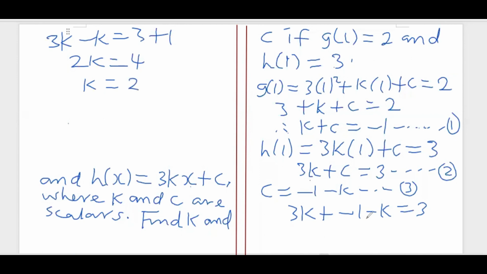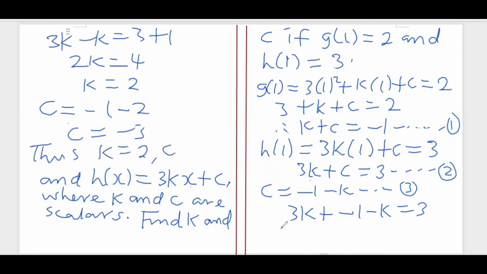Since we have one of the unknowns, and we know that k plus c here gives -1, or use equation 3, substitute 2 for k in equation 3. So in equation 3, we have c equals -1 minus k, which is -1 minus 2. c equals -3. Thus, the two constants that we call scalars here are k equals 2 and c equals -3.